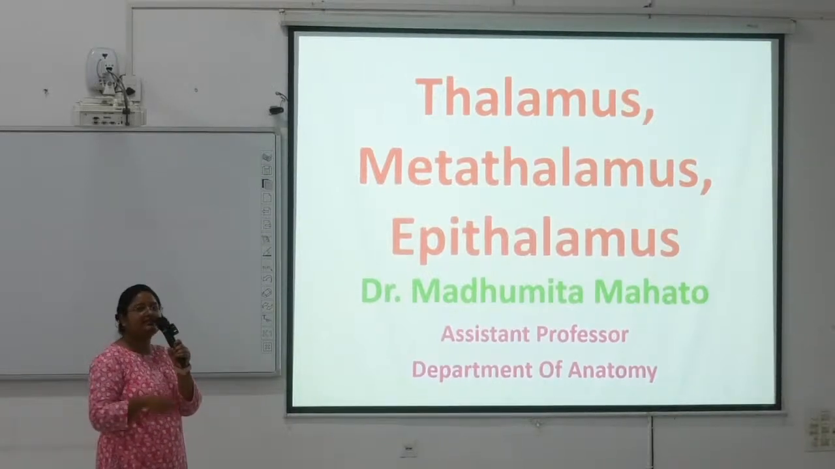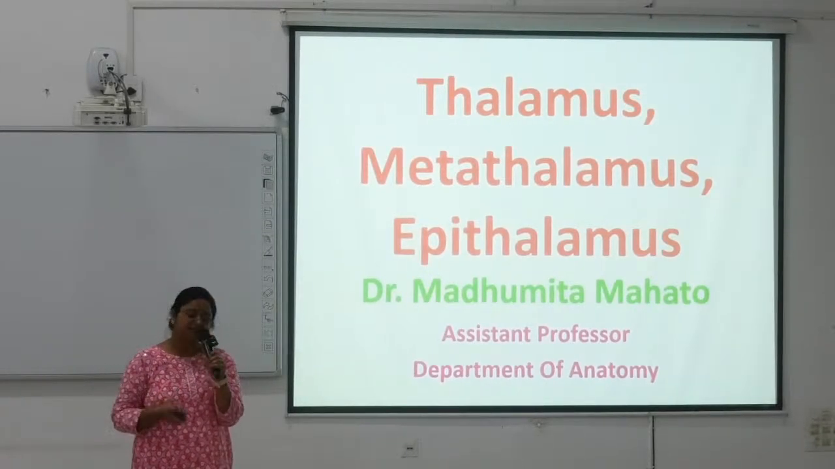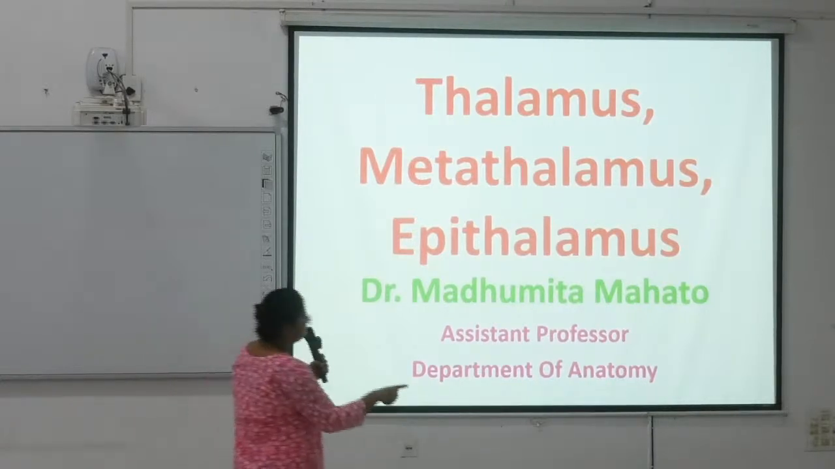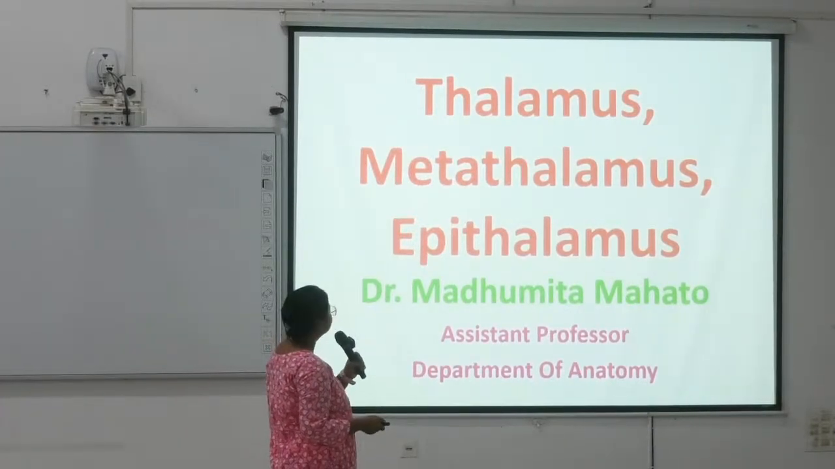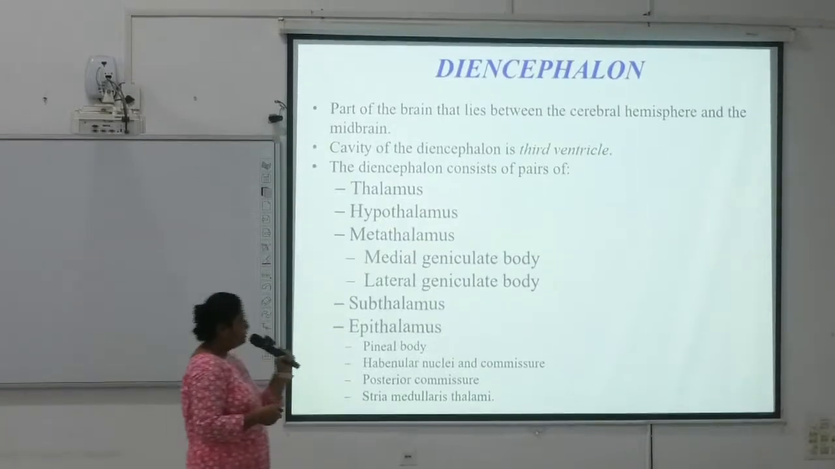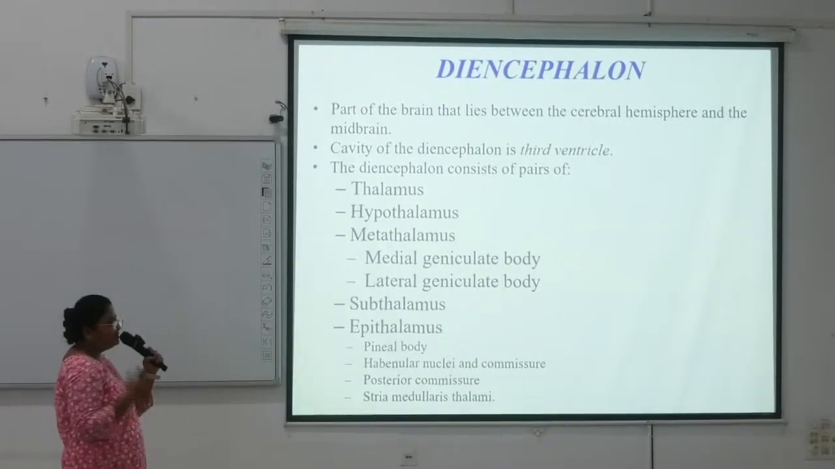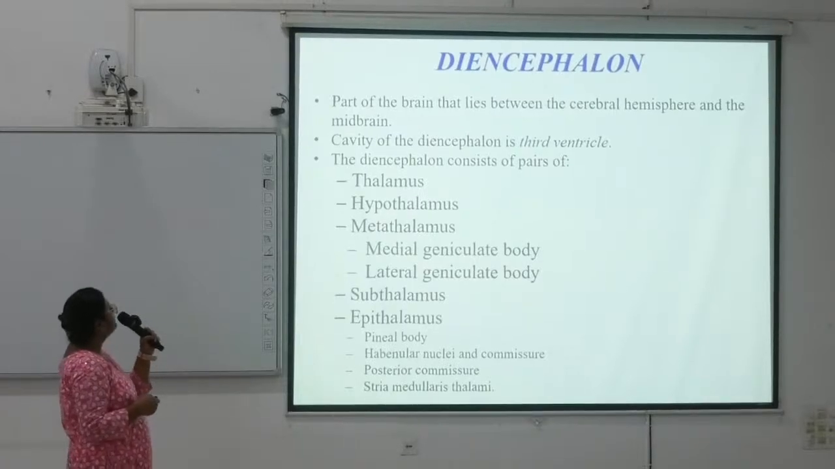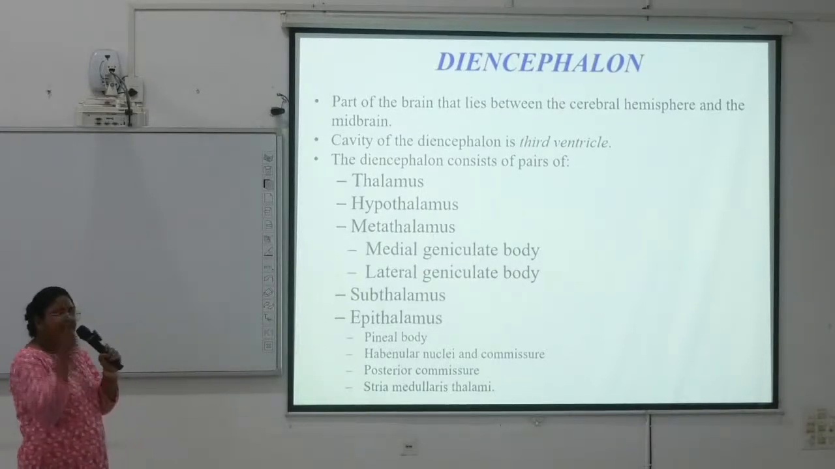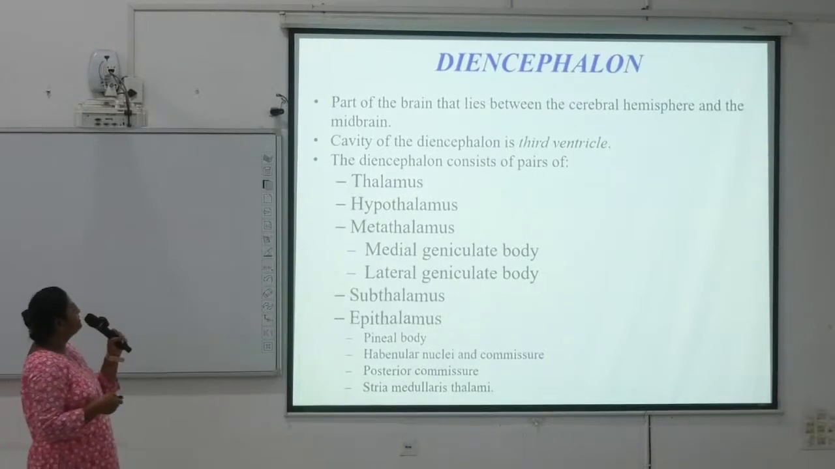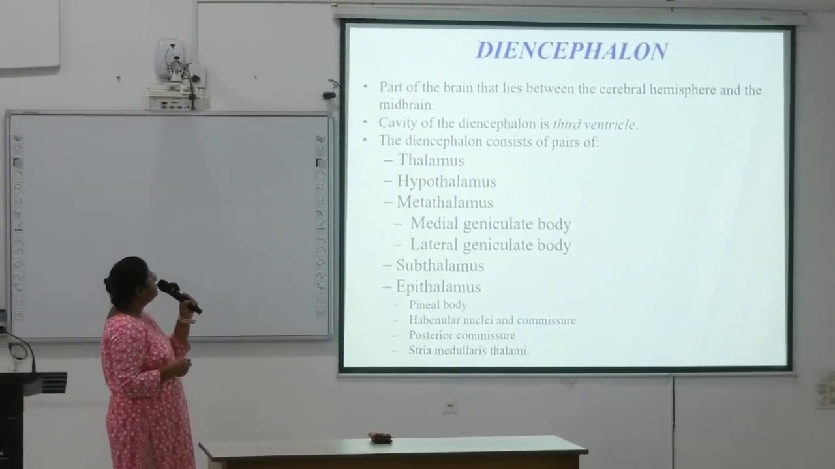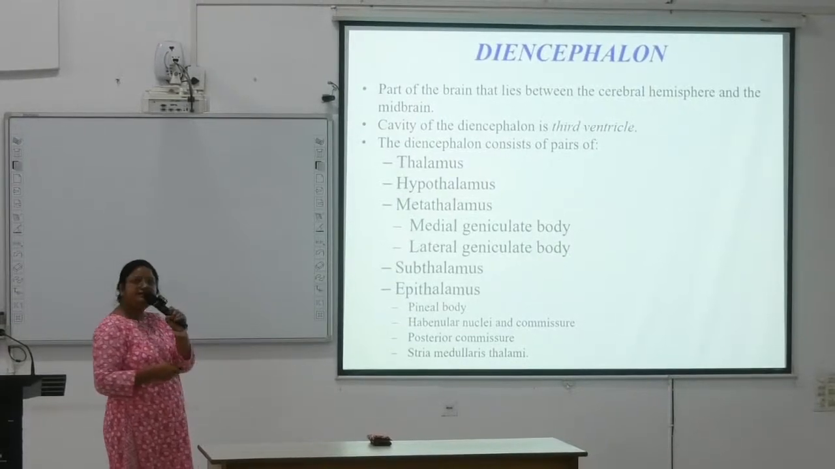Epithalamus. Okay, we'll discuss these three topics in detail. Next slide. So these are the parts of the diencephalon. Okay, so part of the brain. What is diencephalon? It is part of the brain that lies between the cerebral hemisphere and the midbrain. Cavity of the diencephalon is third ventricle.